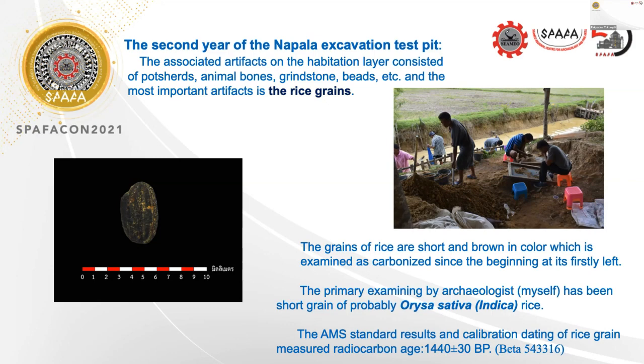And when I compare it to the modern rice, which is still planted in the area where there is a shortage of water in the hilly area, we call it Khao Rai. And they still plant this kind of rice.